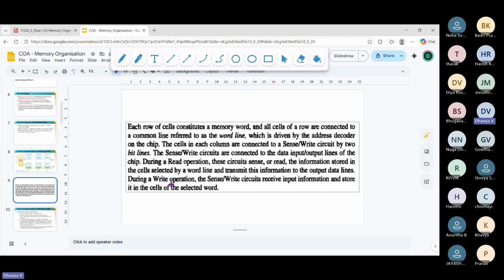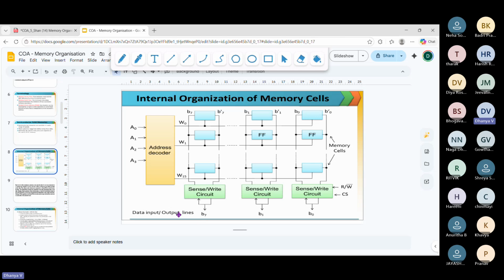In case of a write operation, the sense or write circuits receive input information and store it in the cells of the selected word. So in case of writing, the input goes into the sense or write unit and then gets stored in the exact location. You don't really need all this, just the basic gist of it is enough. Whichever word line is chosen, the data in that will get read or sensed by the sense or write circuit. In case of writing, the input gets stored in the exact memory location.